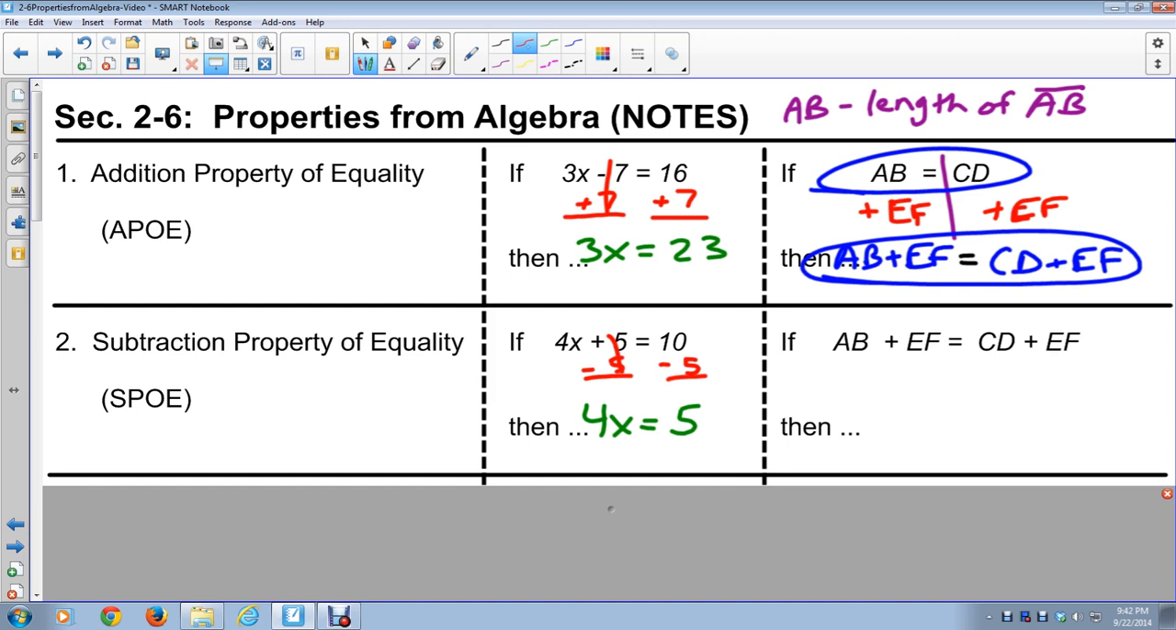Likewise, if I have a geometry equation, if AB plus EF equals CD plus EF, hey, that looks familiar. That's what I just ended with up above. How could I simplify that equation by using my subtraction property of equality? The subtraction property of equality tells me I can subtract anything I want from an equation as long as I subtract the same thing from both sides. So if you're looking at that equation, I see an EF on both sides. If I subtract EF from the left side, it's gone. If I subtract EF from the right side, it's gone. And I'm actually left with a much simpler equation. I would then know that AB is equal to CD.